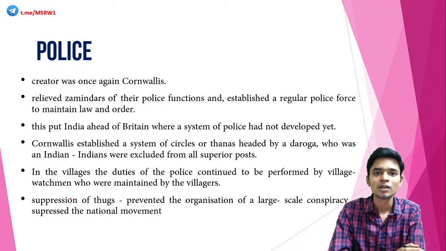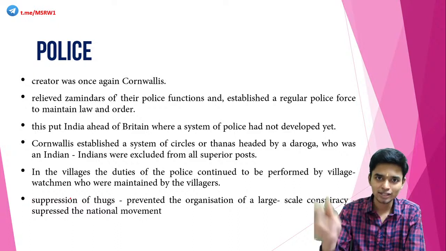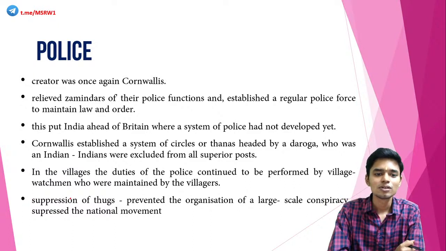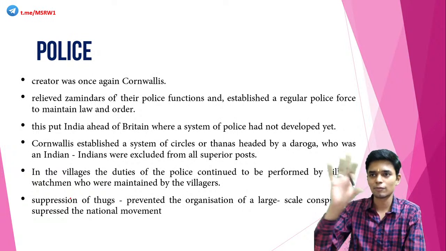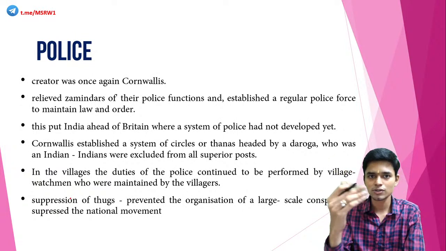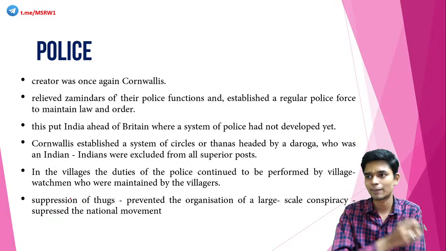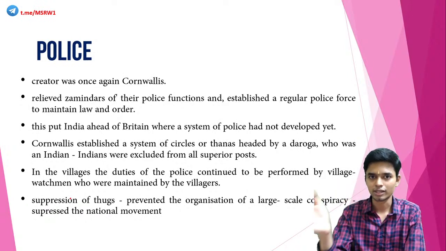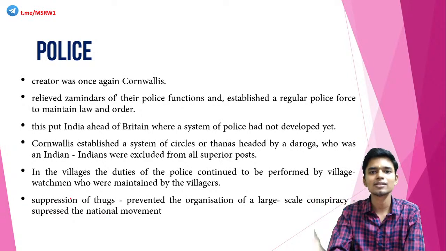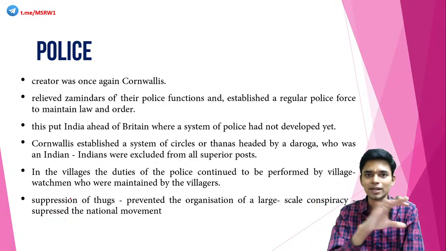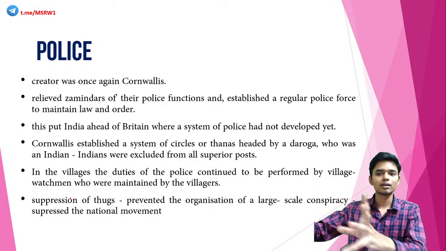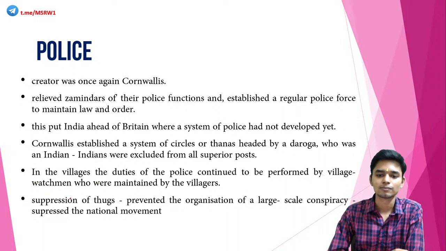Okay, the police. Police was also a brainchild of Cornwallis. Okay, actually in India, the system of police came first, even before it came in Britain. Okay, thanks to Cornwallis. So Cornwallis decided to relieve the zamindars of their police functions. Okay, initially before the system of police came into being, zamindars were also doing the policing functions. For example, preventing robbery or dacoity or theft, etc., etc. It was also done by the zamindar. Cornwallis separated this power and formed a regular police force to maintain law and order.